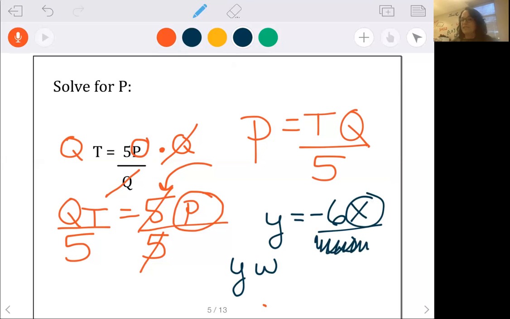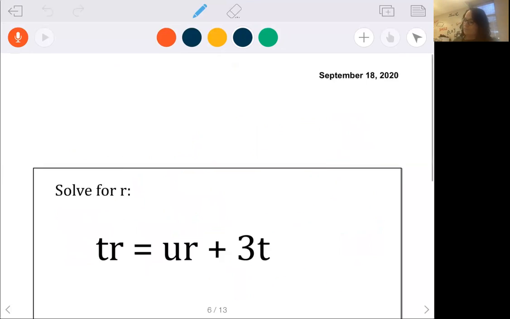Then it's negative 6 times x, so don't add 6. It's not x minus 6. It's negative 6 times x. So we'll divide by negative 6, divide by negative 6, and all that's left is x. Easy peasy mac and cheesy.